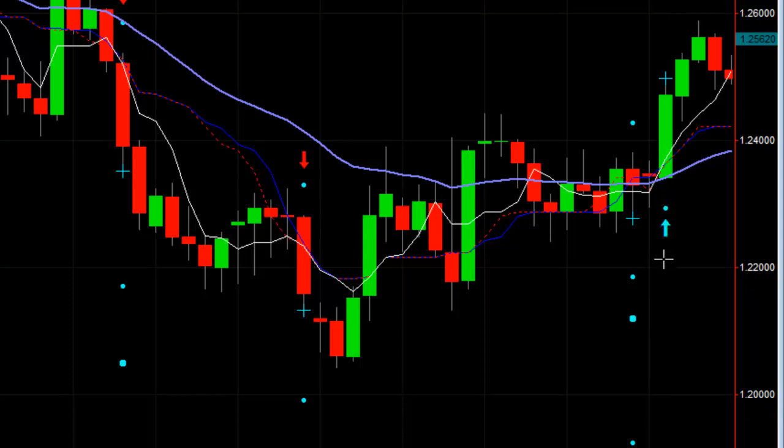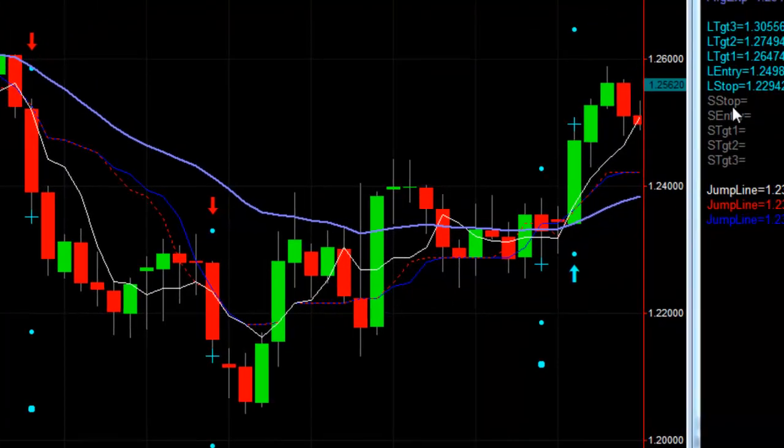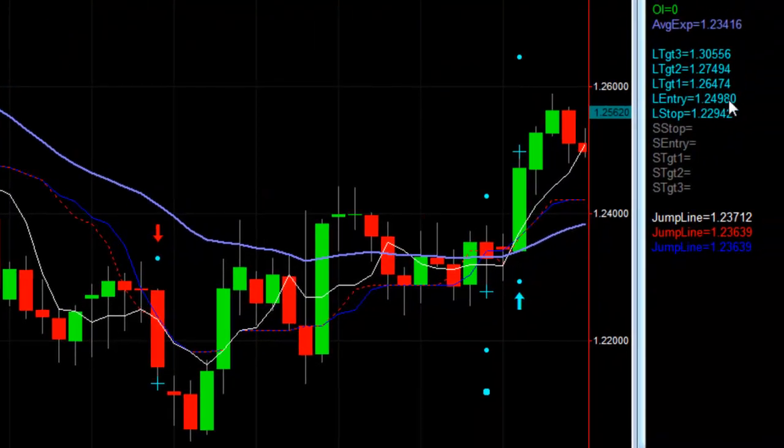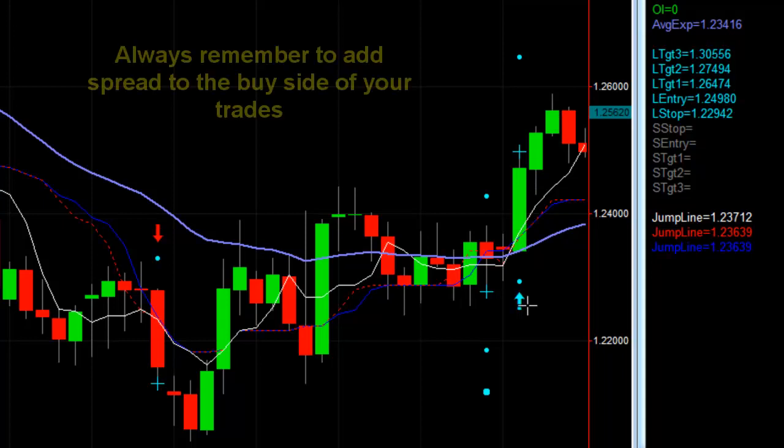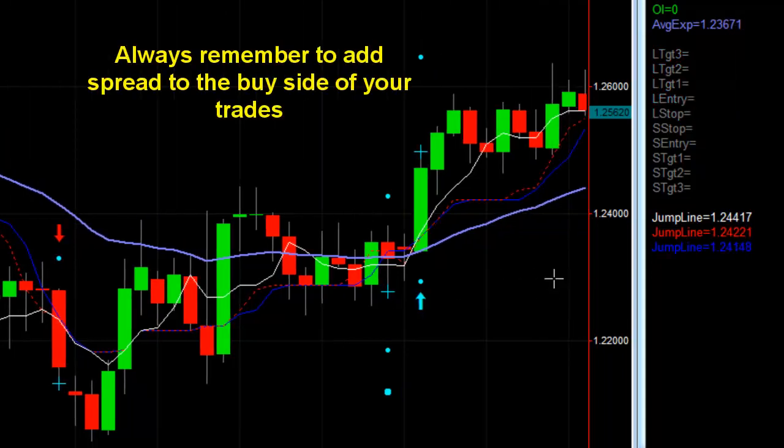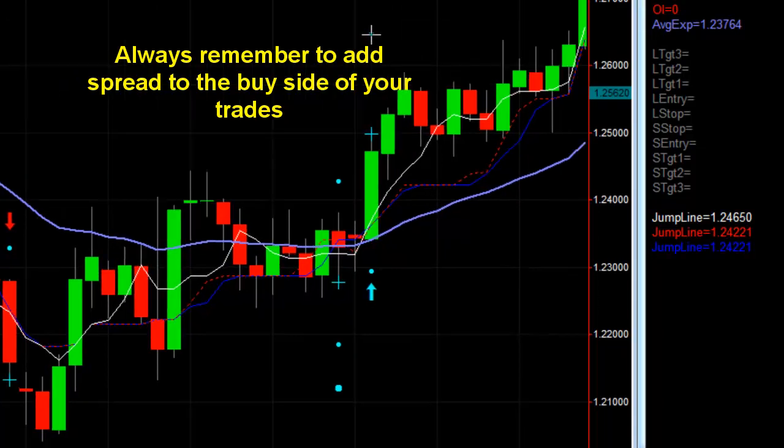Okay? So here's a long trade. Gets long at 24.98. Am I going to adjust that up to 25.02? Yeah, I am, but you can see it wasn't necessary. It went right through, and ultimately, well, it doesn't quite get to its first target yet, but then it does.